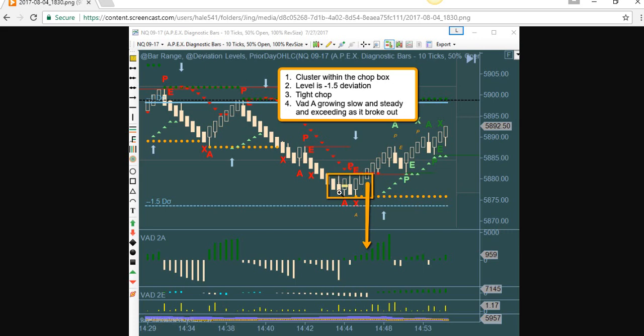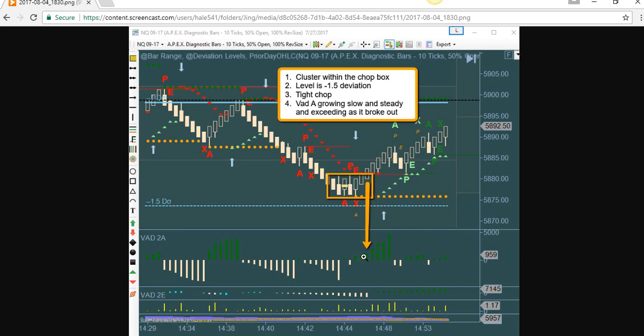And you see right here, this bar closed down with a lot of VAD volume. This one closed up with just a little bit of VAD. This one came down with some lower VAD, and this one came up, and then this one's going up. And then what do we see? We see all the workings there, right? We've got a cluster, we've got a level, we've got tight chop, and then what happens on the VAD here? So we've got VAD, and then VAD building, and then VAD building, and VAD building.